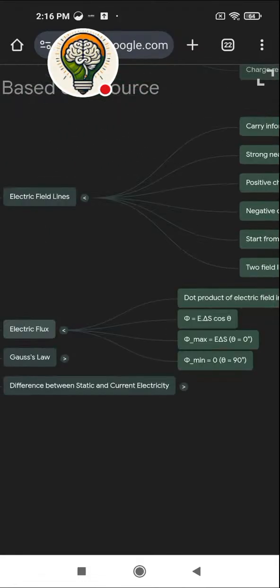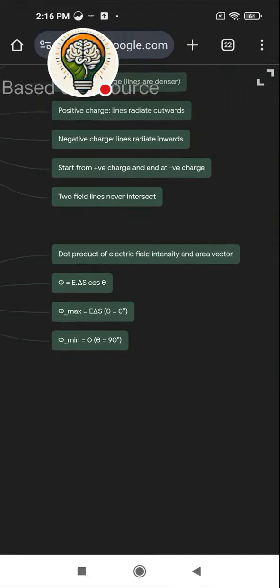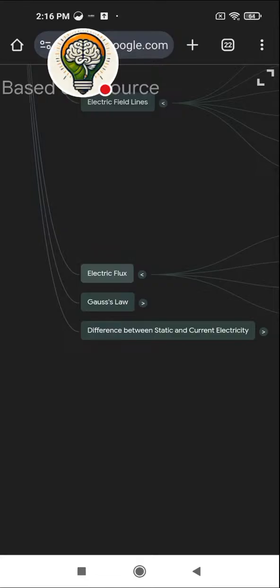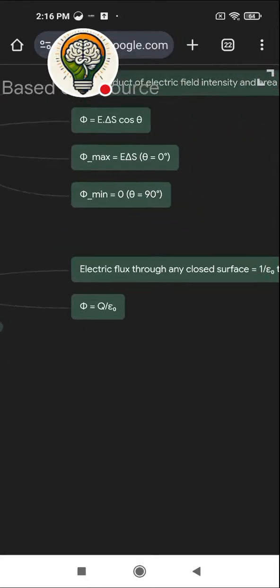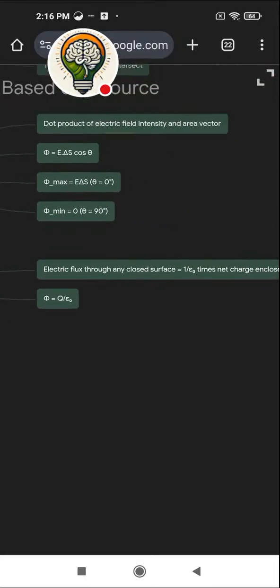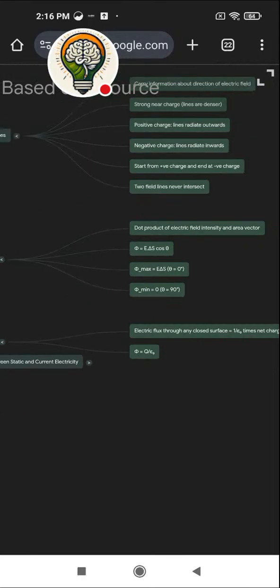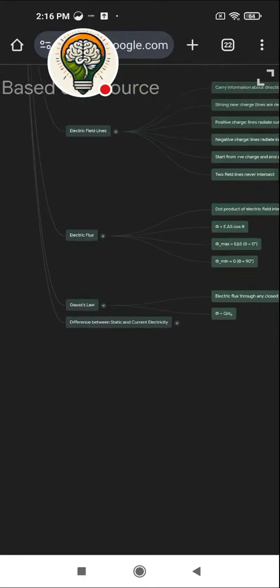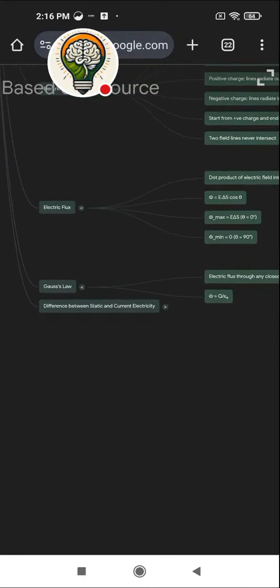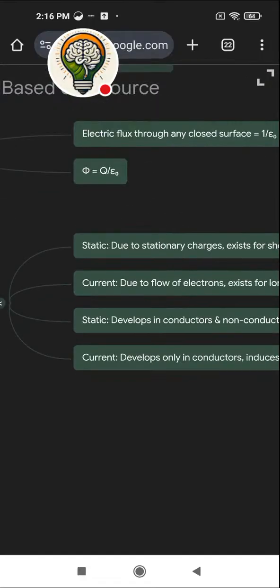Then electric flux, the dot product of the field intensity and area vector. Then the Gauss law. The electric flux through any closed surface is proportional to the net charge enclosed. Then the difference between static and current electricity.